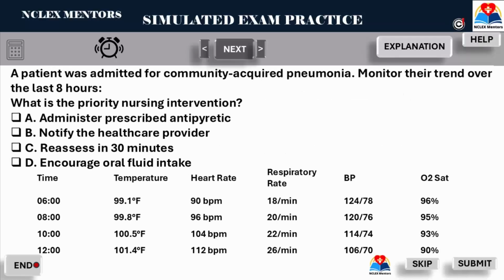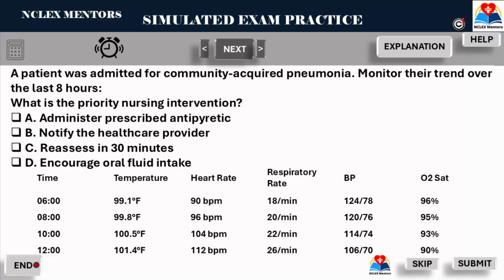You're caring for a patient admitted with pneumonia. You review their vitals from this morning. At 6 a.m., temp is 99.1, HR is 90, respiratory rate is 18, BP is 124/78, and their oxygen saturation is 96%. By 8 a.m., temp has crept up to 99.8, HR is 96, and O2 sat dropped to 95%. At 10 a.m., temp is now 100.5, HR 104, RR 22, BP 144/74, and O2 sat is 93%. At 12 noon, temp hits 101.4, HR 112, RR 26, BP 106/70, and O2 sat is now just 90%.